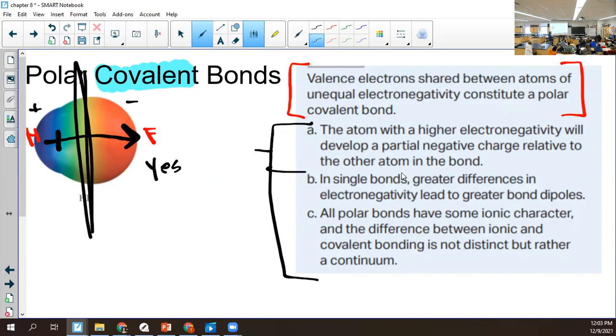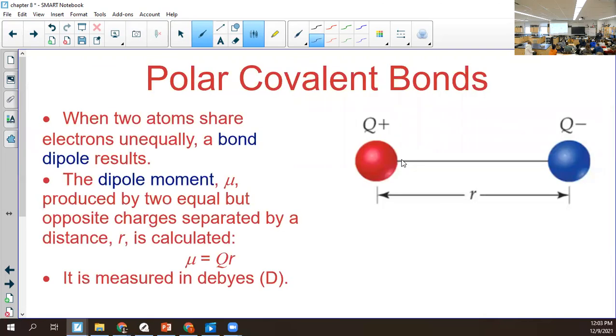Okay. So the more electronegative one is the one the electron is more attracted to, so the electron will be closer to it. Next, in a single bond, greater difference in electronegativity leads to greater bond dipoles. So let's talk about a dipole. I think it's coming up. Oh, it is. You can write whatever you want, but you don't have to write this word for word.